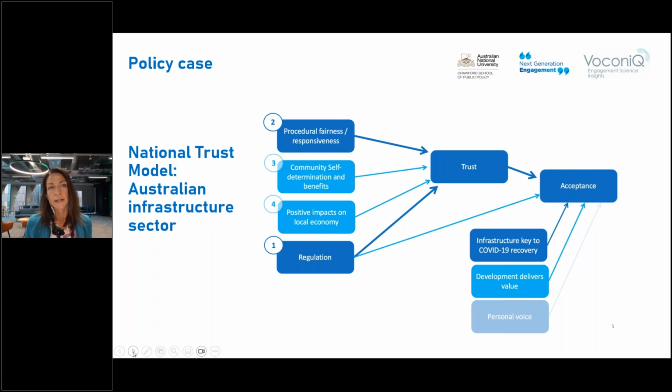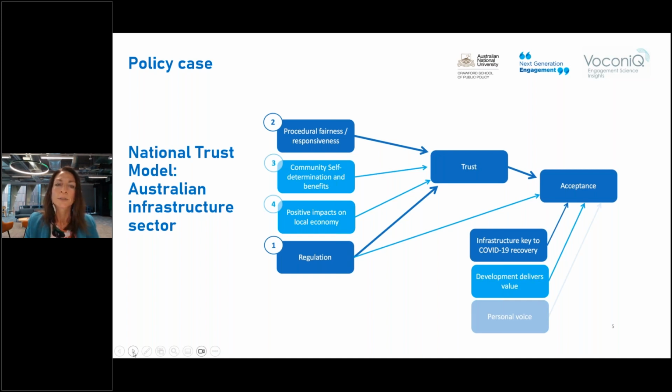There's also a policy case to be made. And so this is really connecting the S and the G in ESG, the social and the governance. We also ran a very large study, Australian Perspectives on Infrastructure. We surveyed over 5,000 members of the Australian public. And here you can see the national trust model that was built with social research firm Vaconic.